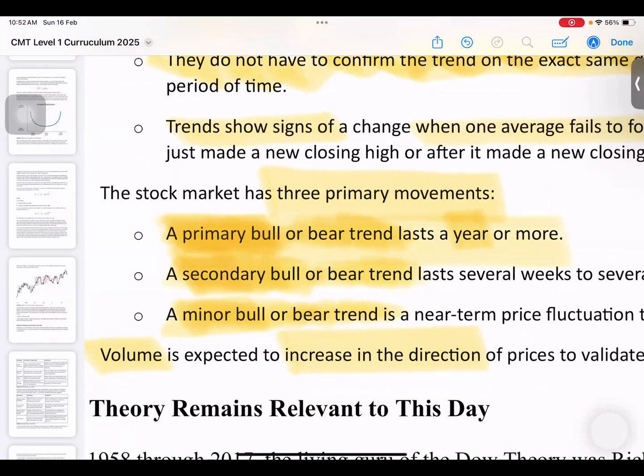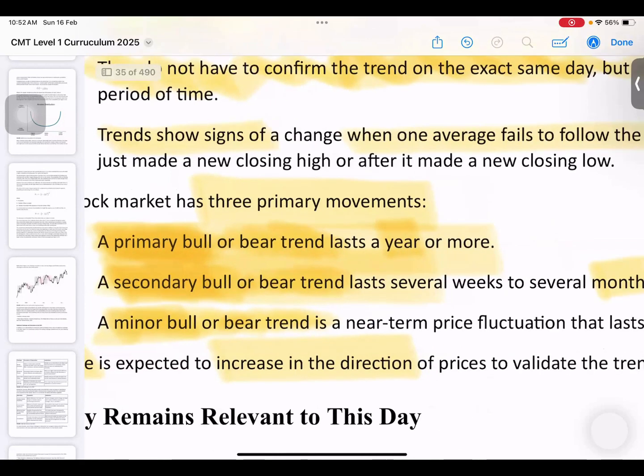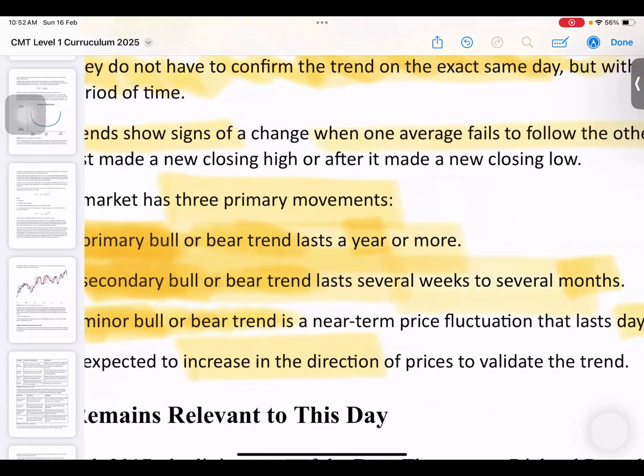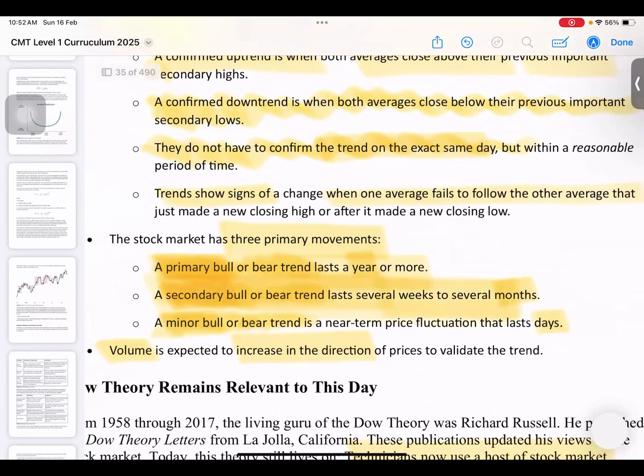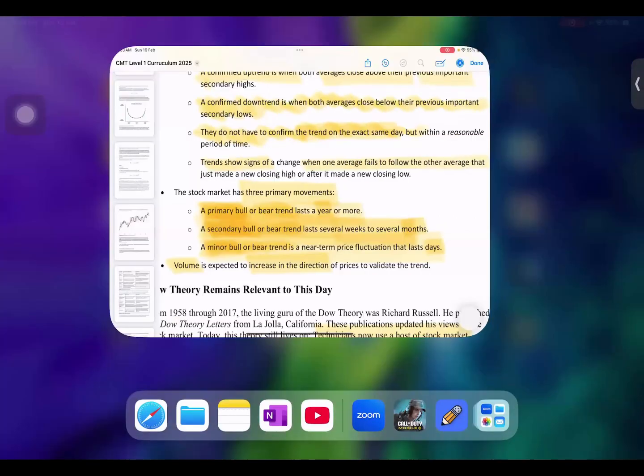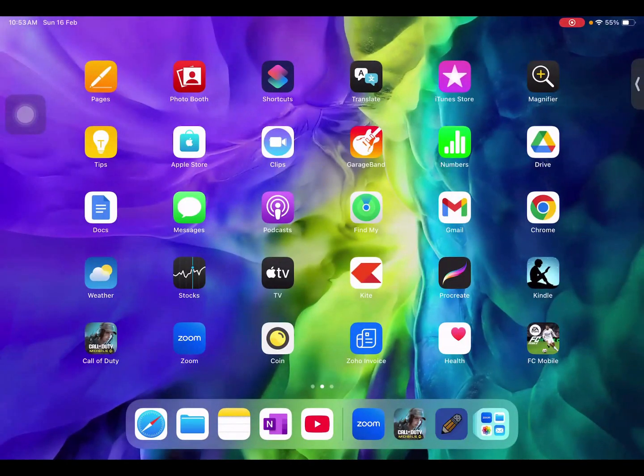A secondary bull market lasts several weeks to several months. Now, this is what Dow found about 100 years back. This needs a little bit of adjustment, and I will come to the point that I'm going to make. But remember this, that there can be questions about this. A minor bull market is a short-term price fluctuation that is going to last a few days. Okay, let's try to understand what Dow is saying here.